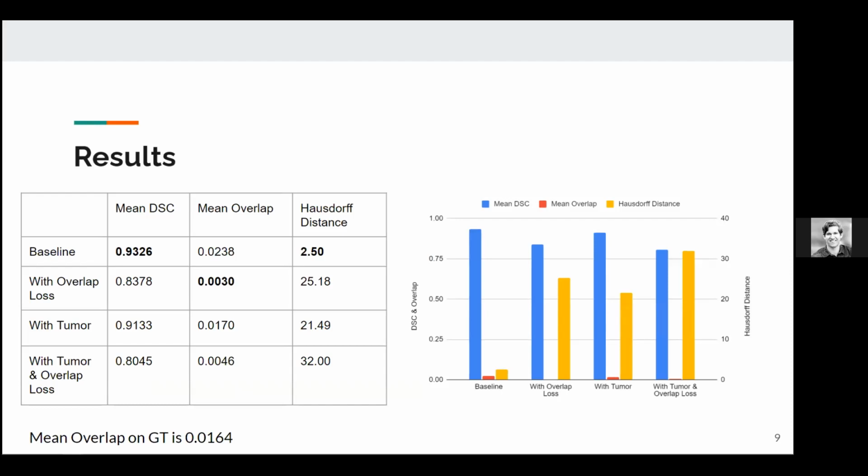From these results, we can start to see the impact of the overlap loss and the inclusion of the tumor class. Both factors trade off with a dice score, causing a decrease in bladder segmentation performance. However, we can see that both changes also result in a decrease in the average proportion of the ground truth tumor that is mislabeled as bladder. Using the overlap loss, we can outperform the rate of overlap produced by medical imaging software. However, this comes at the cost of the other metrics.